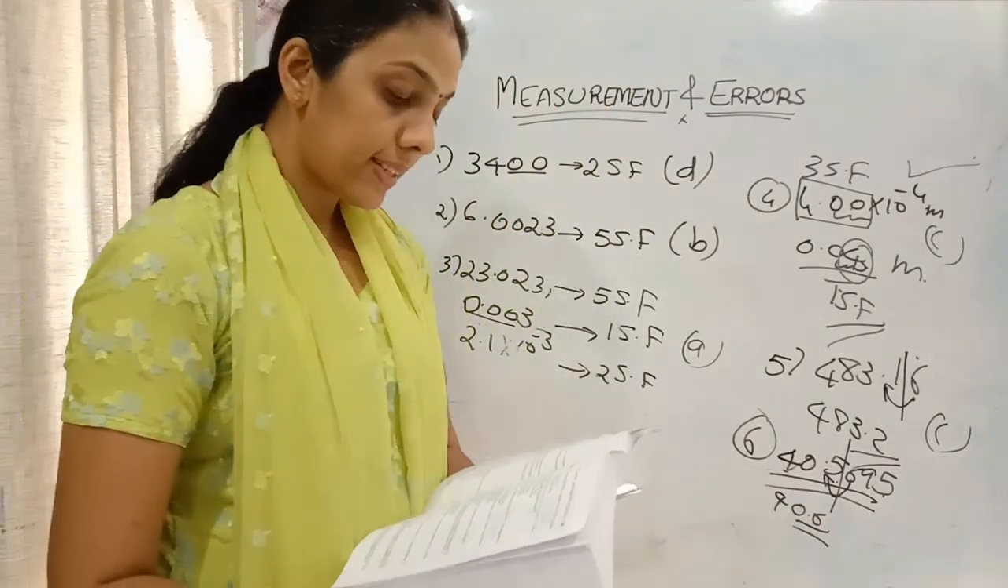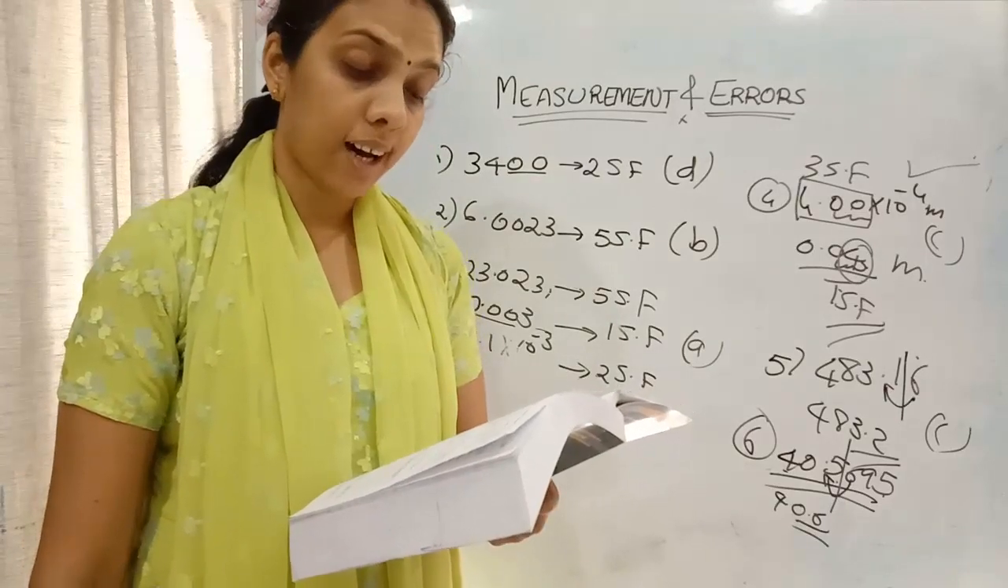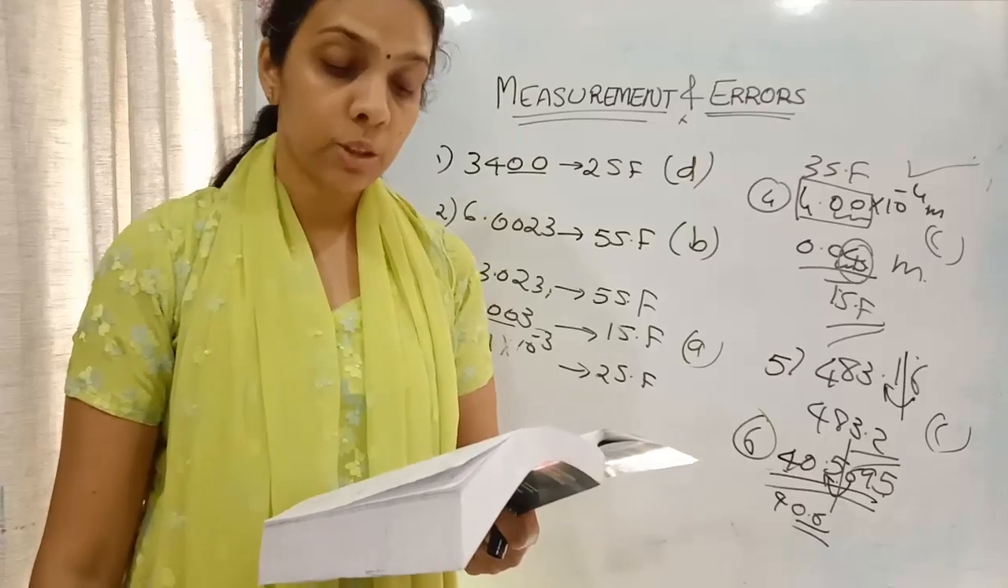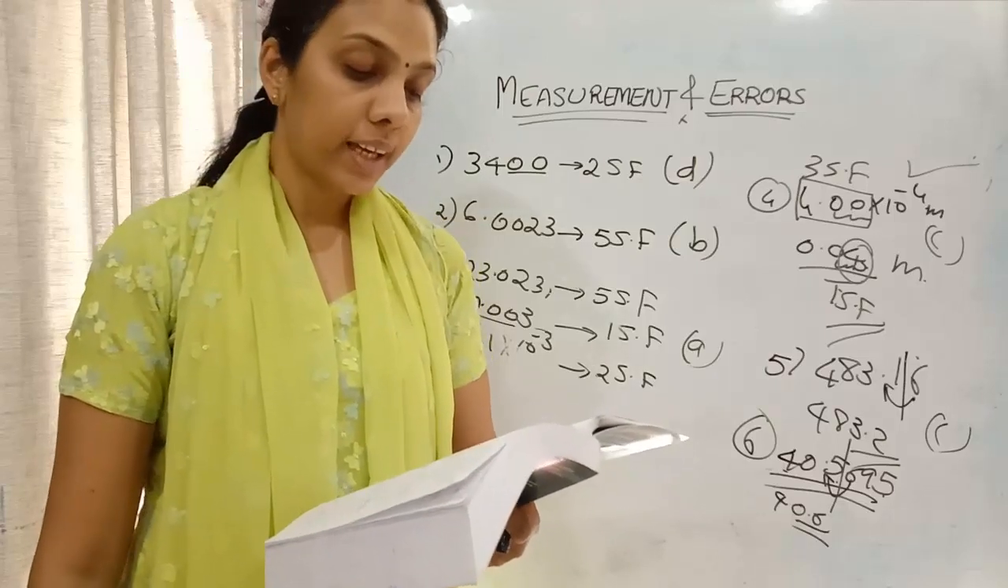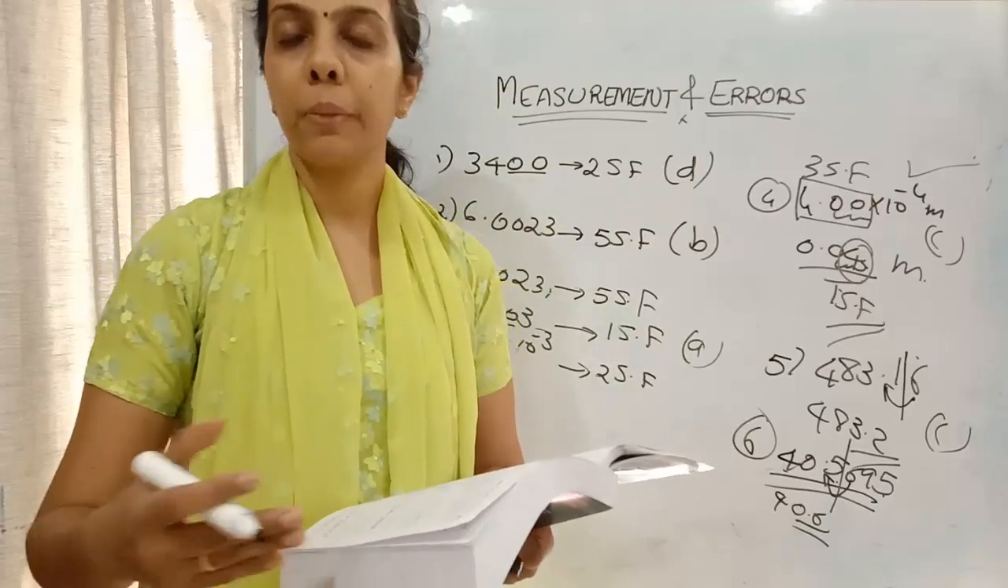Now moving to the 7th question. The length and breadth of a metal sheet are 3.124 meter and 3.2 meter respectively. The area of the sheet up to correct significant figures. So length is given, breadth is given.